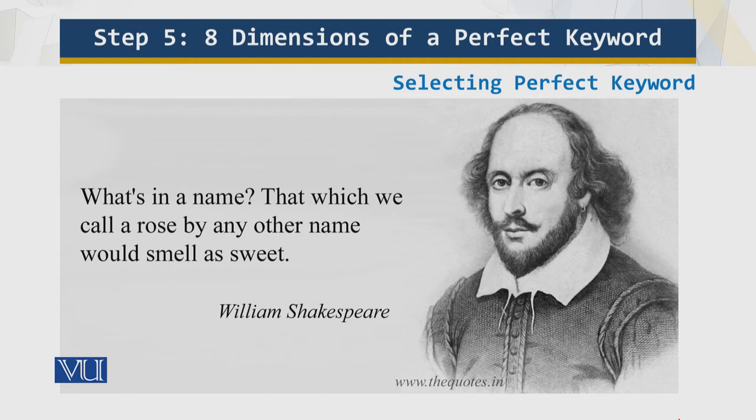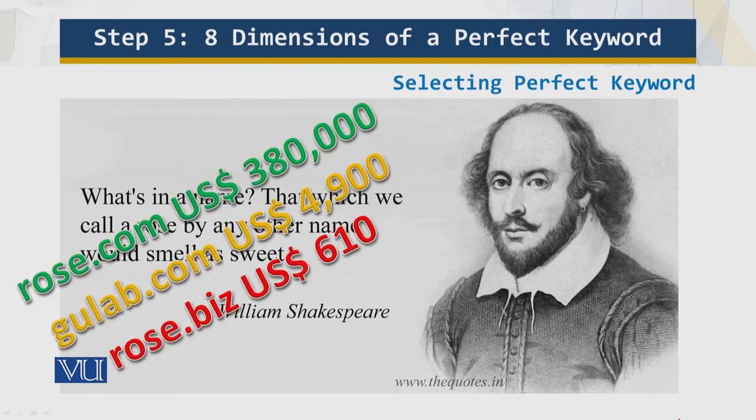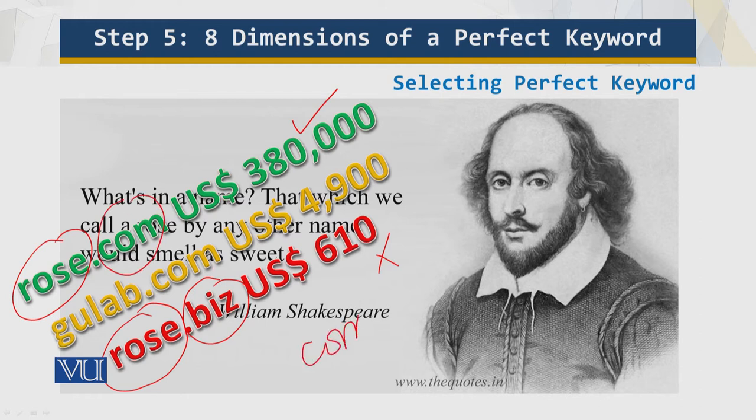Let's look at an example over here. We have this domain name, which is Rose. You can look at the value over here, $380,000. So this is Rose and this is also Rose. So what is the difference? This versus this, the difference is in the extension, .com versus .biz in this context. And Gulab, which is also Rose, you can see Gulab is getting $4,900. So there are a lot of things associated with the name.